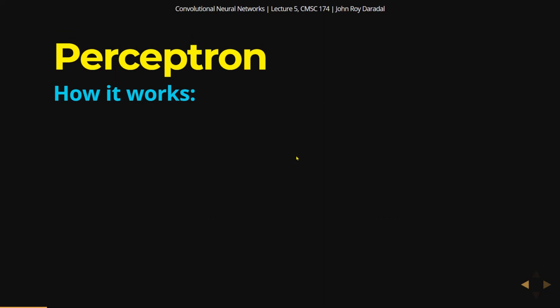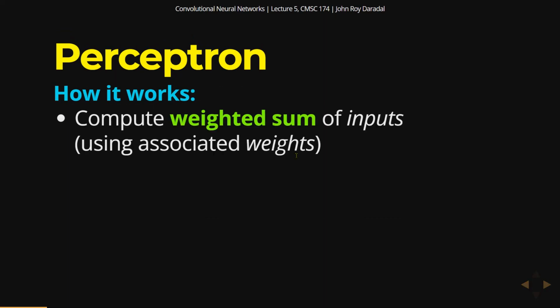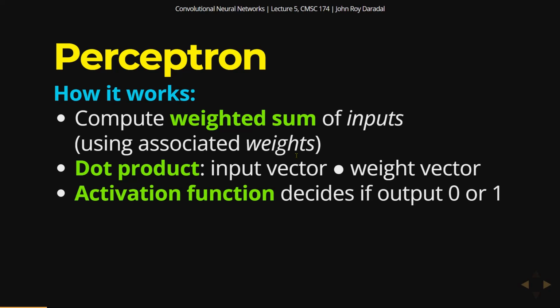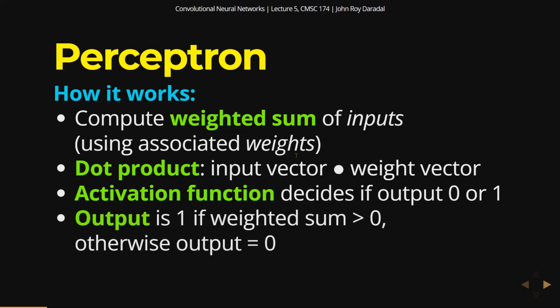So how does the perceptron work? How do we use it? We basically compute the weighted sum of inputs using the associated weights. We do this by performing a dot product of the input vector and the weight vector. Both are vectors of numbers anyway, right? So we'll just do a dot product, and the result of that will be passed to an activation function that will decide if the output is 0 or 1. The output is 1 if the weighted sum is greater than 0, otherwise the output is 0.